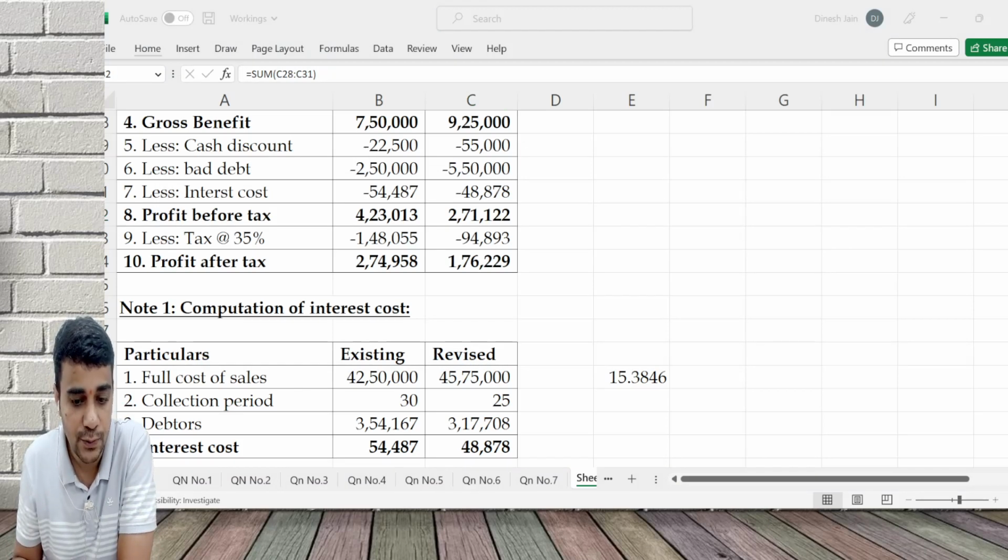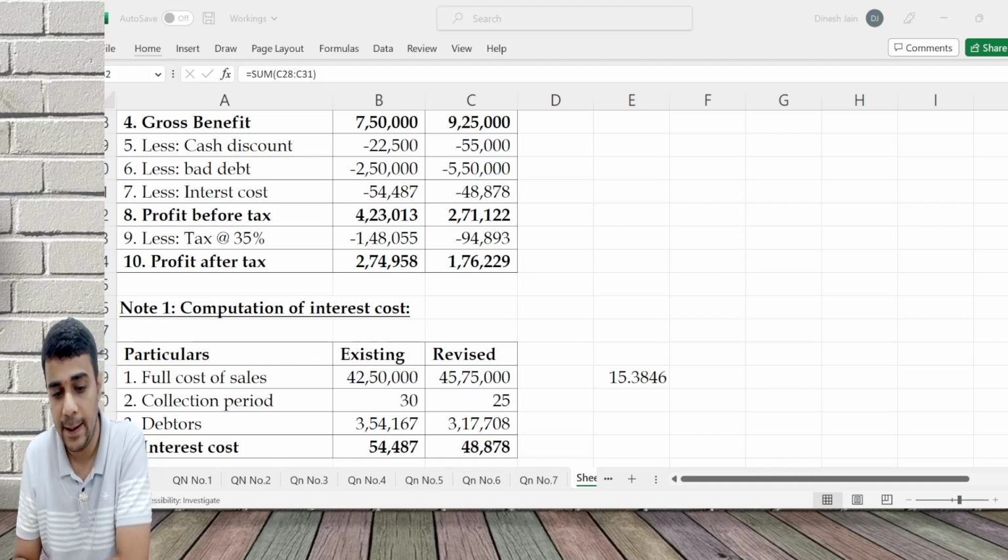So PAT is 274,958,176,229. That is the PAT figure. PAT is 274,958,176,229. We are going to reject the proposal.